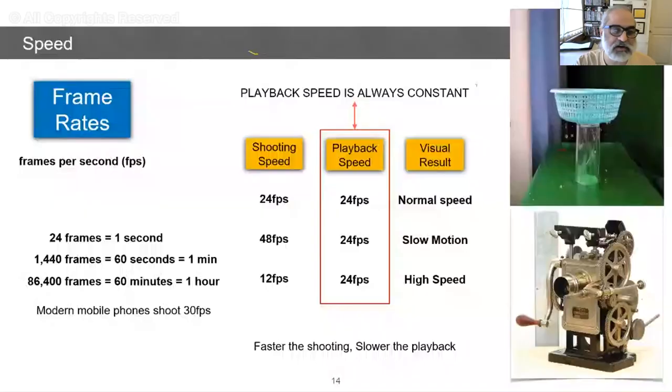Now, I actually counted the number of seconds in this film. You can probably see it on the screen. It's a 26-second long film. 26 seconds long.